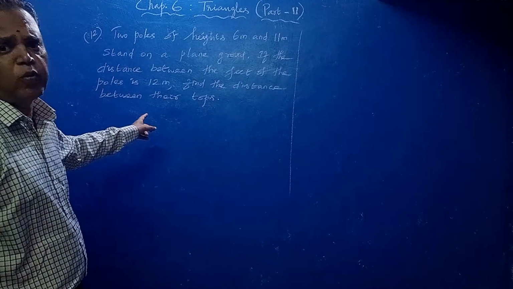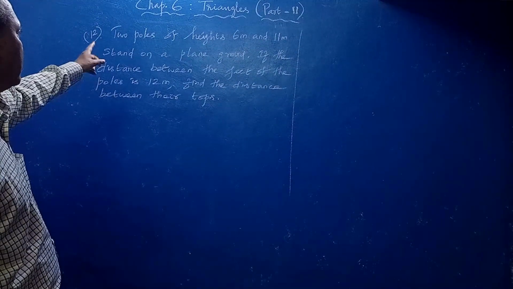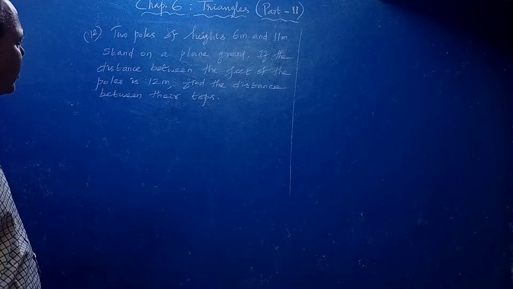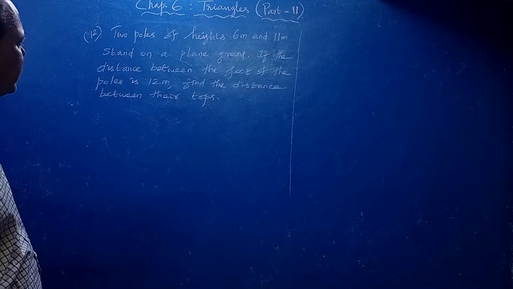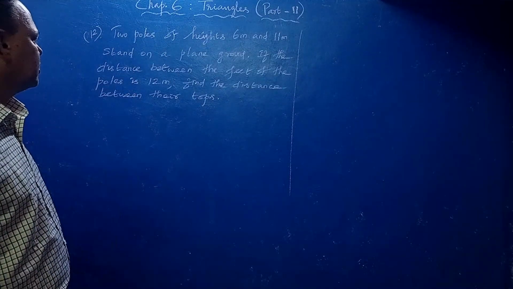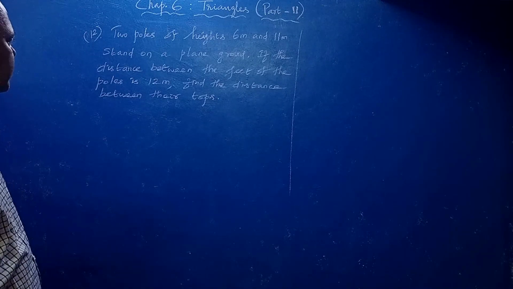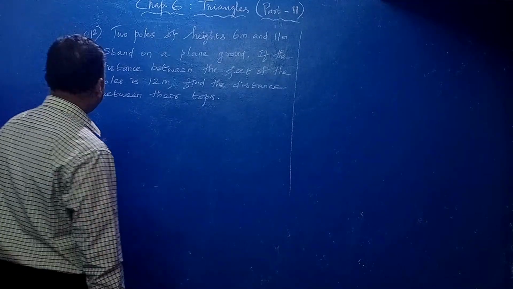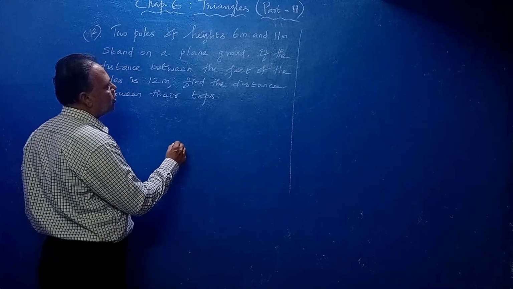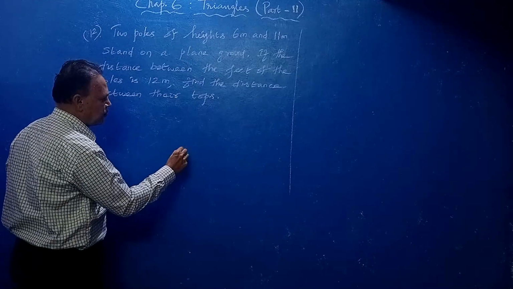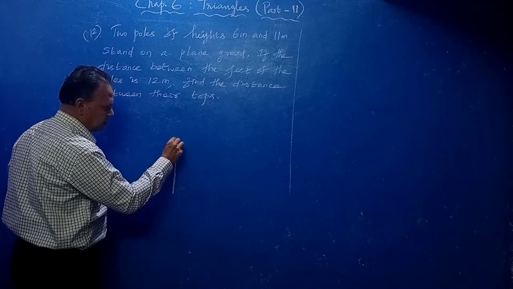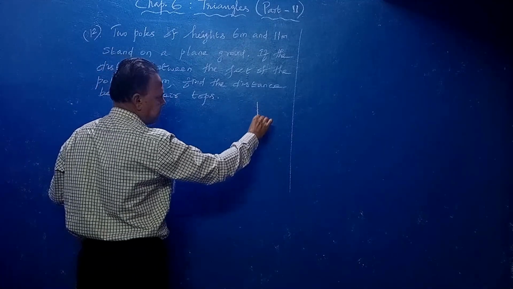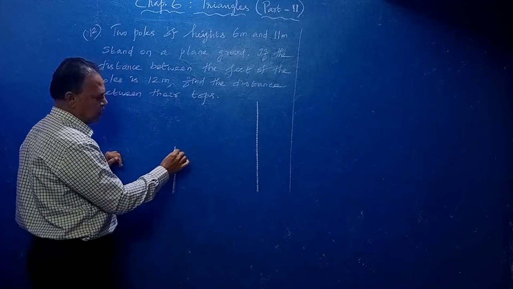You see this one more application problem, the 12th problem. Two poles of heights 6 meter and 11 meter stand on a plain ground. If the distance between the feet of the poles is 12 meter, find the distance between their tops. Two poles we have. One pole is 6 meter height, another pole is 11 meter height.